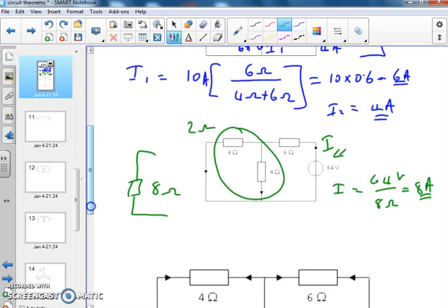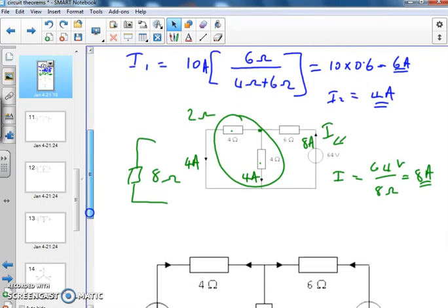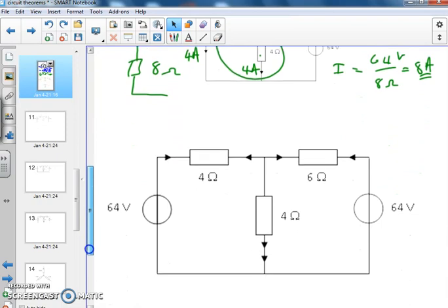8 amps is coming down here, gets to the junction just here, sees two equal paths, a 4 ohm there and a 4 ohm there, and splits equally down each. So I'm going to have 4 amps down here and 4 amps just here. So I now have the individual circuit values. I now need to put them together.